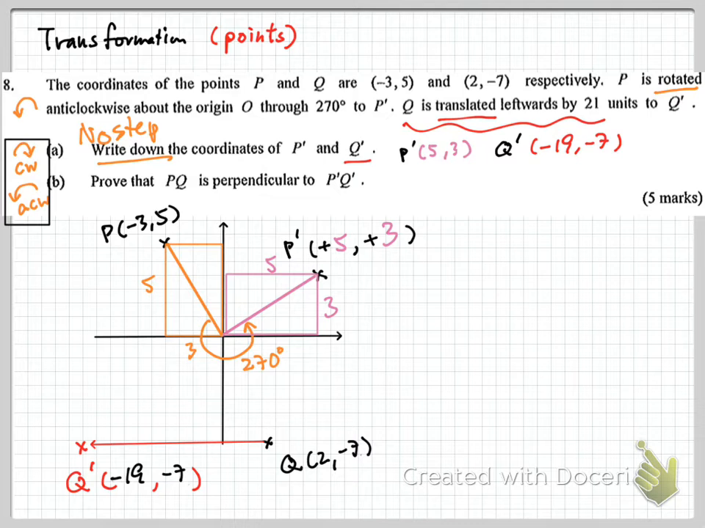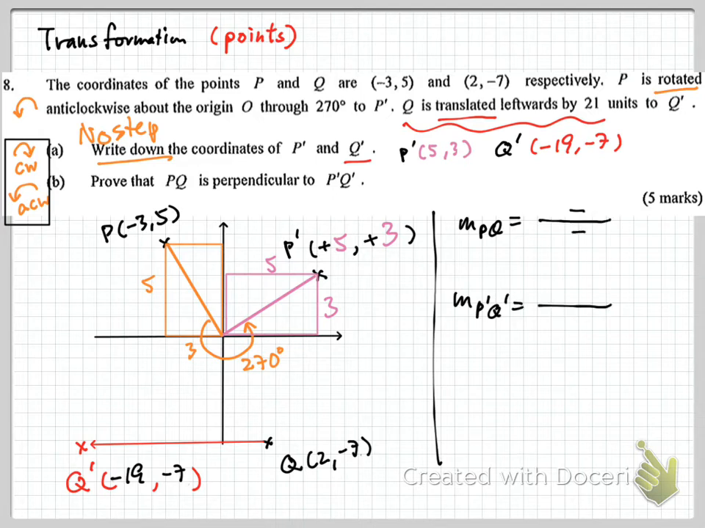And then we want to prove that PQ is perpendicular to P prime Q prime. So we set up the relative slopes. We have the slope of PQ, we have the slope of P prime Q prime. Hopefully these two slopes multiply to -1. So this is the way I write down the slopes. Let's see what the two points are. The two points are (-3, 5), this is point P, and point Q is (2, -7). So the slope will be -12 over 5.